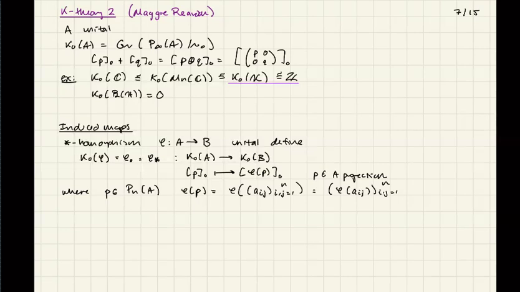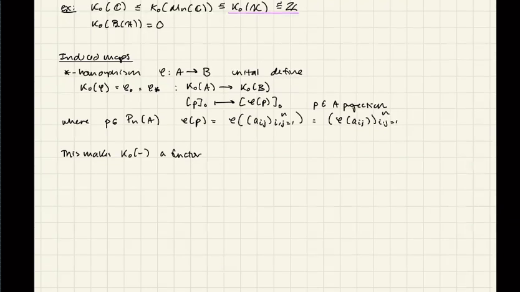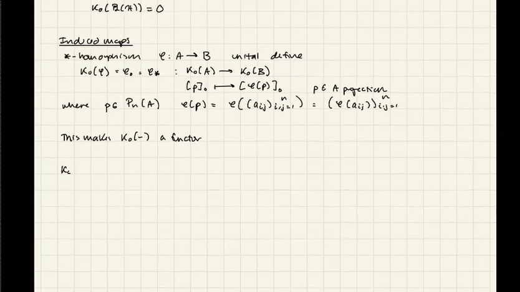And this makes K0 a functor. And this is a functor from the category of C-star algebras into the category of abelian groups. Okay. So there are some nice properties of this functor. One of them being that K0 is half exact. So I guess it's not super nice, but it could be worse.